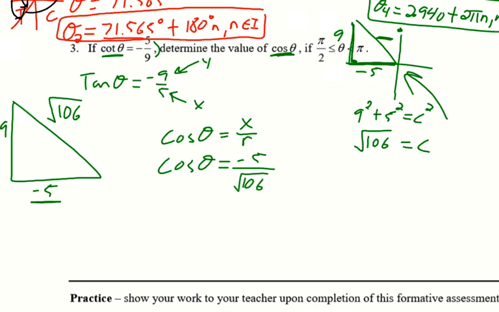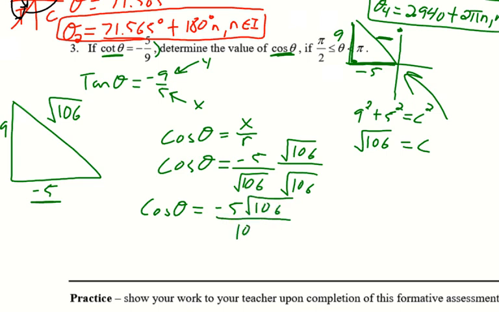That technically is my answer, but we don't like these irrational numbers being in the bottom, so we'll multiply by root 106 on the bottom and root 106 on the top. Cosine theta is equal to negative 5 times root 106 divided by 106. And that would be my answer.